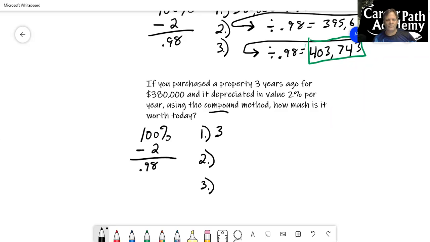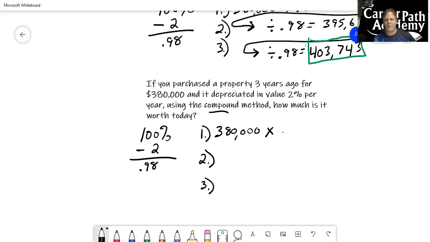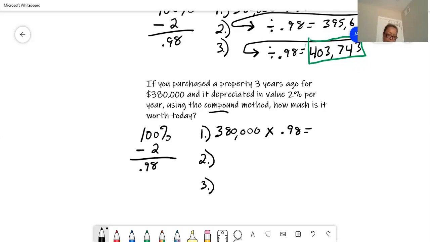You bought it 3 years ago for $380,000. At this time, you multiply by 0.98, right? You multiply to determine a current or future value by 0.98. Instead of dividing, you multiply. That equals 372,400. Let me see. I like to have the number in front of me. Times 98%.